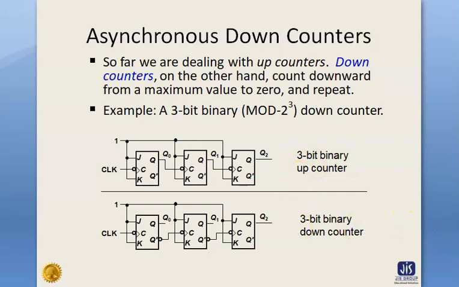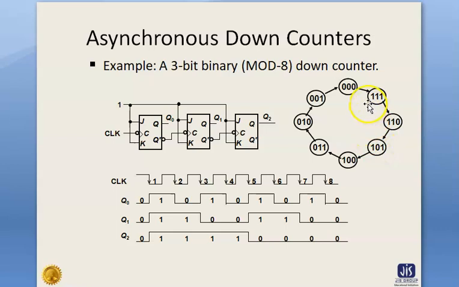Okay, so this is a 3-bit down counter logic diagram, and here this is a state diagram which counts downward, that is 1 1 1 is the maximum, then 1 1 0, 1 0 1. So counting is downwards, and it reaches 0 0 0, and after that it repeats the same sequence. Okay, and this is the timing diagram.